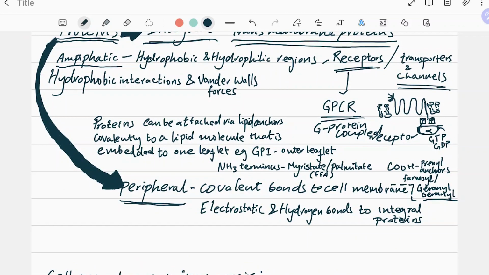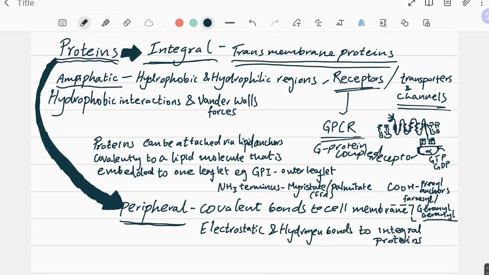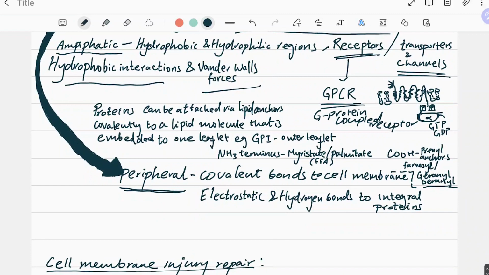Now look, these 7-pass receptors, can you see they pass 7 times in and out of the cell membrane? The part that goes into the cell membrane is helical shaped. It's all helical. Can you see that? Now, these are your hydrophobic and hydrophilic regions present in your integral proteins. And how are they held in the membrane? It's because of hydrophobic interaction and van der Waals forces.